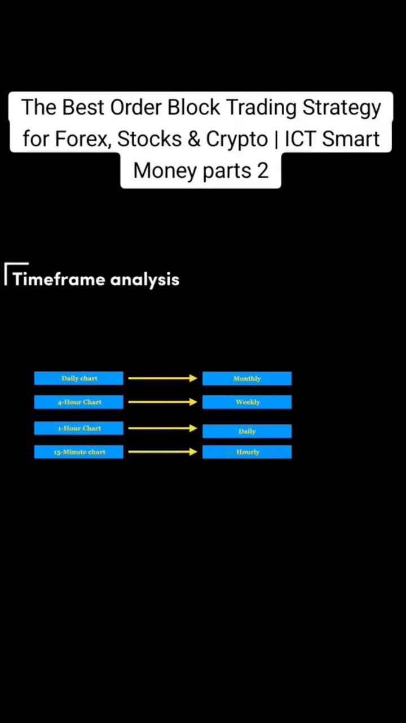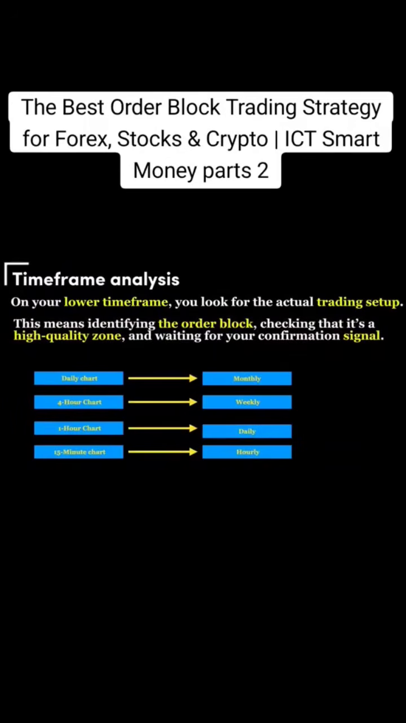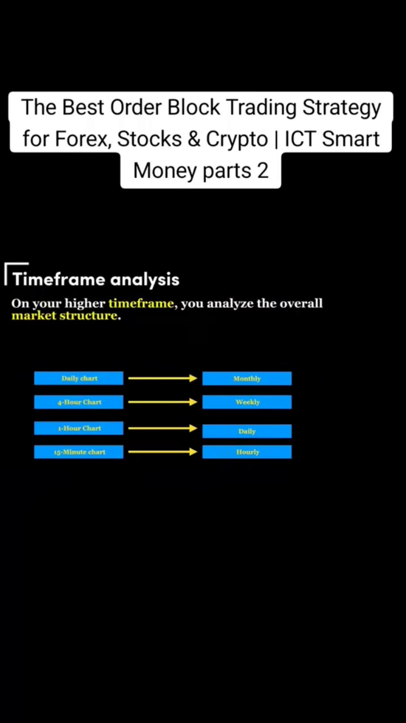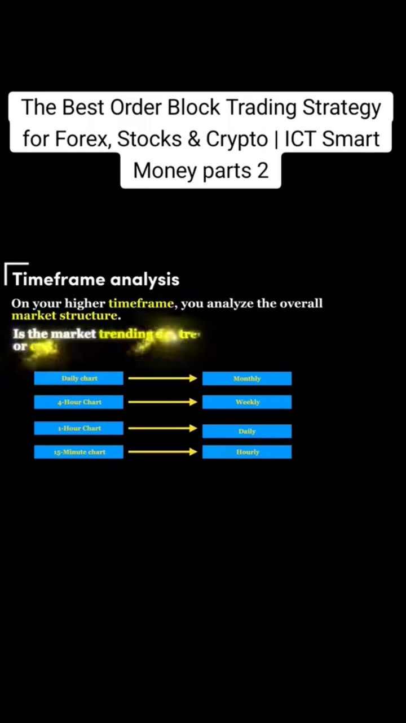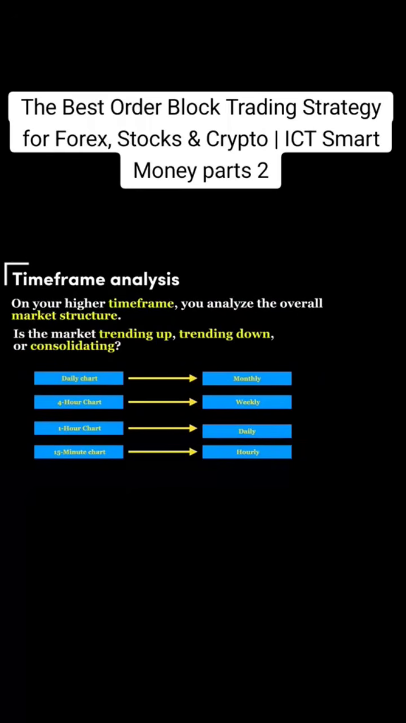Here's how you use this in practice. On your lower time frame, you look for the actual trading setup. This means identifying the order block, checking that it's a high-quality zone, and waiting for your confirmation signal. On your higher time frame, you analyze the overall market structure. Is the market trending up, trending down, or consolidating?